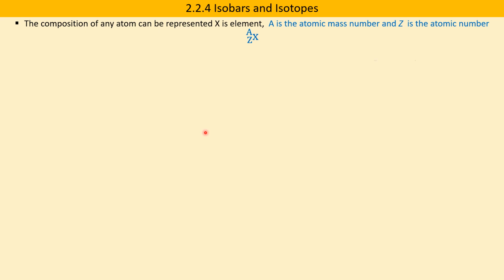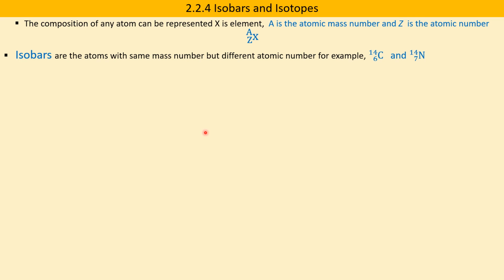Now we will take up isobars. Isobars are atoms with the same mass number but different atomic number. For example, 14C6 and 14N7. So both carbon and nitrogen are isobars having the same atomic mass number, that is 14, but different atomic number: 6 in the case of carbon and 7 in the case of nitrogen.